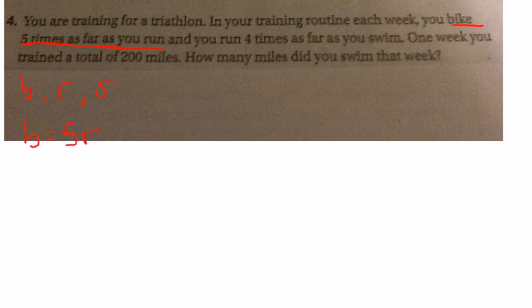Okay, here we are. We're back. So, bike is equal to 5r. That's what we worked out there. The next sentence, you run 4 times as far as you swim. I'm not going to go through the whole explanation again, but what I get out of that is run is 4 times the swim. Sorry, my S's look like 5s.